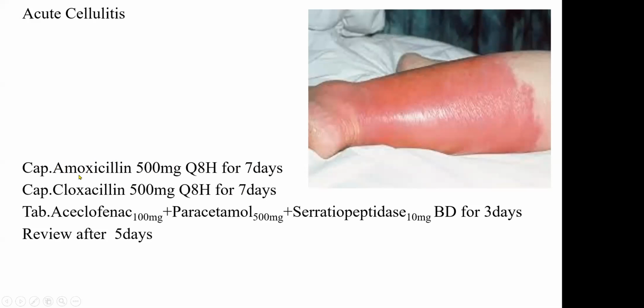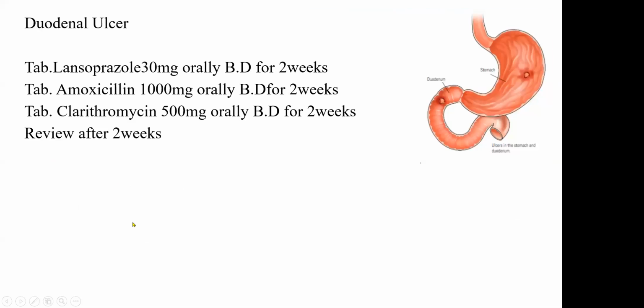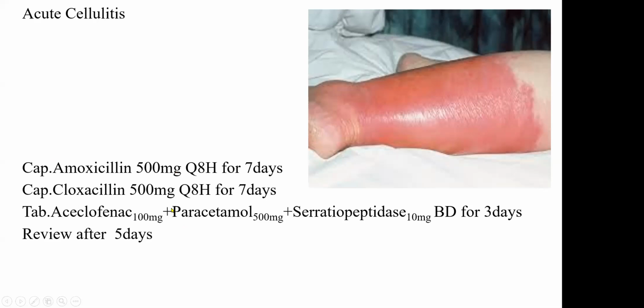And also a mixture of amoxicillin and cloxacillin should be given. And there will be pain, inflammation, redness, etc. So we have to give one NSAID, that is aceclofenac and paracetamol. These are all NSAIDs. Then there is another proteolytic agent that is called serratiopeptidase. So if combinations are available.